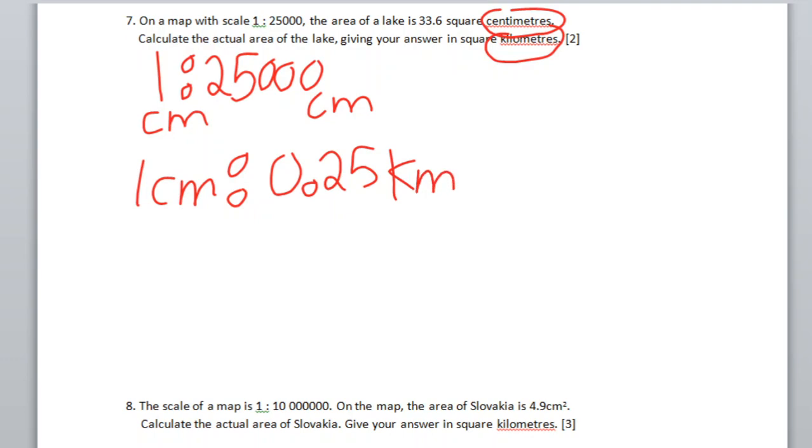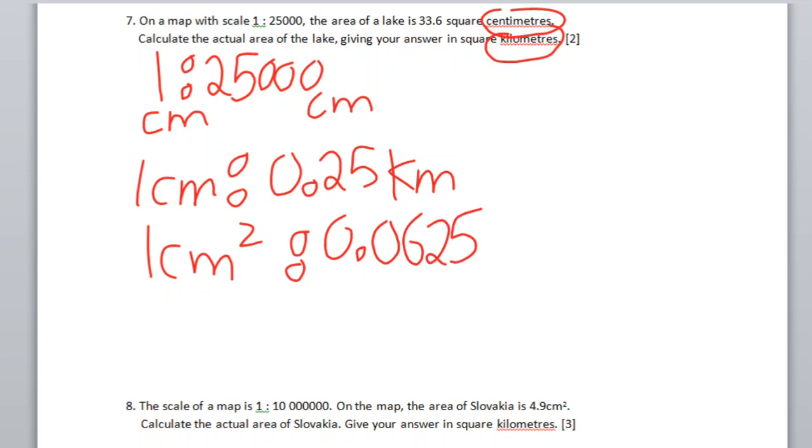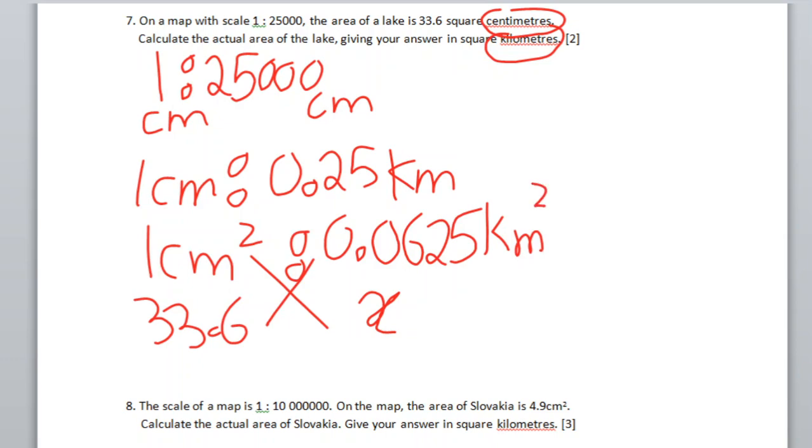Now we're talking about area, so let's square both the sides. 1 centimeter square ratio, what is 0.25 square? 0.25 square is 0.0625, and then write 33.6 square centimeter here, and we need to find the corresponding kilometer square value. So simply multiply the answer with 33.6 and we get 2.1 kilometers square, which is the actual area.